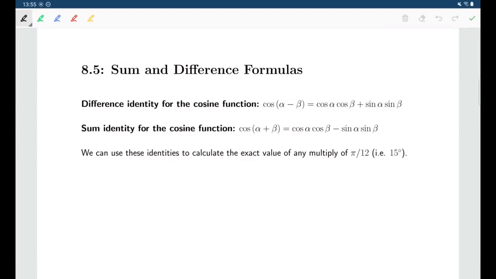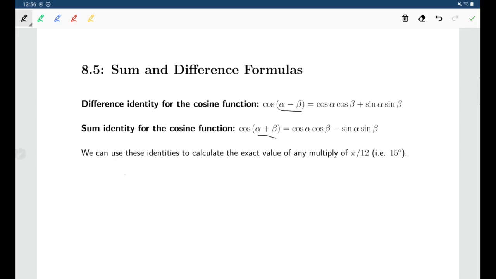Welcome back. In this section, we'll be looking at the sum and difference formulas for sine, cosine, and tangent. These formulas allow us to calculate cosine, sine, or tangent where it's a difference of two angles or a sum of two angles. The reason why these might be useful is that these formulas will allow us to find exact values for our trig functions for multiples of 15 degrees.